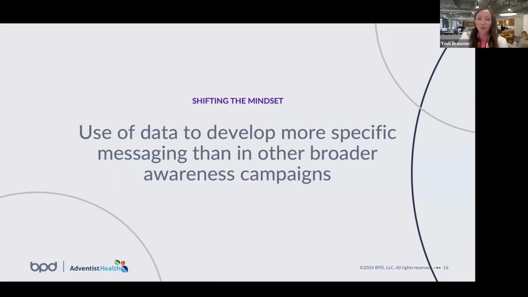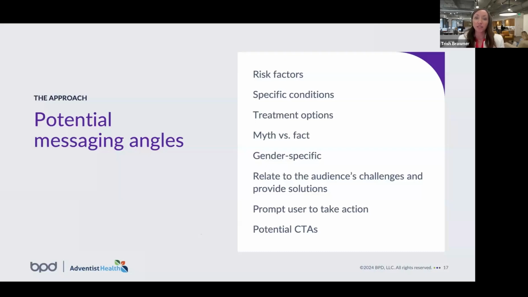All right, so we're going to share a couple of examples of the type of messaging that we've tested, and then some actual creative examples as well. Different messaging angles we've explored and tested include risk factors, in this case needs for orthopedic services, and treatment options. Sometimes we take a myth versus fact approach, and you'll see a few examples of that in a minute. Overall, we're working to relate to the audience's challenges and provide solutions. We know these folks are experiencing some things, and we've got some solutions that can help.